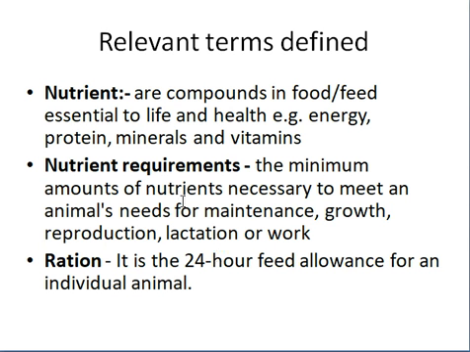There are some terms which you have already gone through. Nutrients are compounds in food or feed essential to life. Anything which supports life is called a nutrient. For example, energy, protein, minerals, and vitamins. Nutrient requirements: this is the minimum amount of nutrients necessary to meet an animal's need for maintenance, growth, reproduction, lactation, and work. Ration: it is the 24-hour feed allowance for an individual animal.